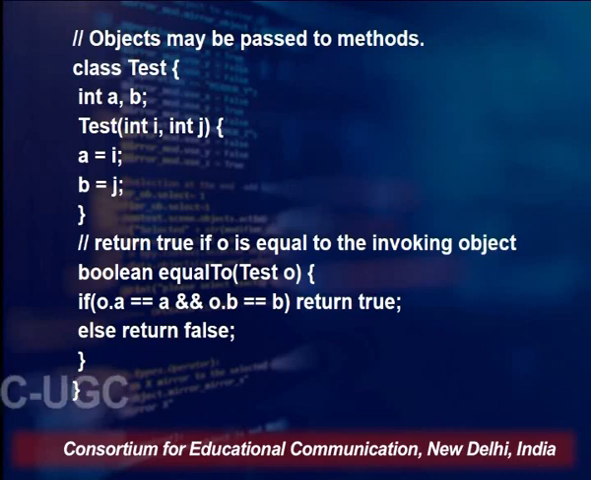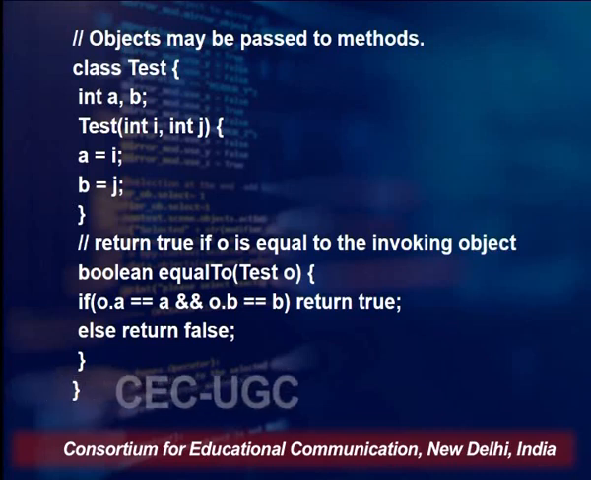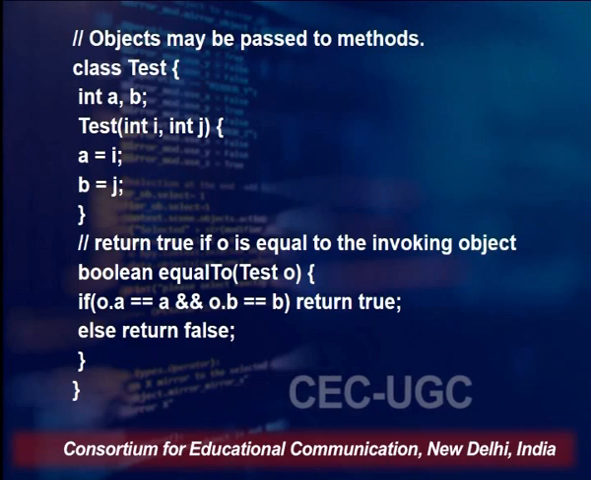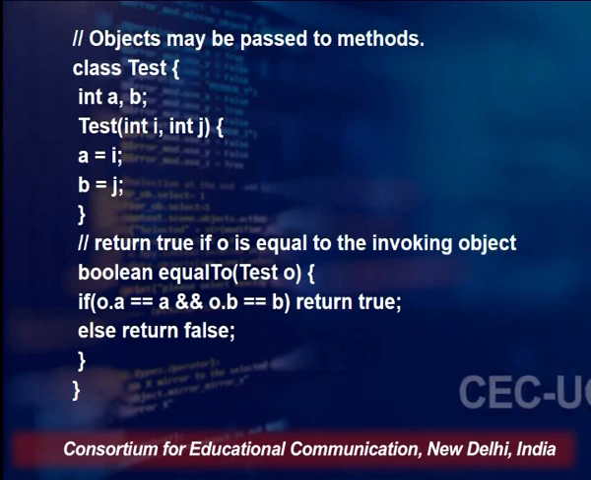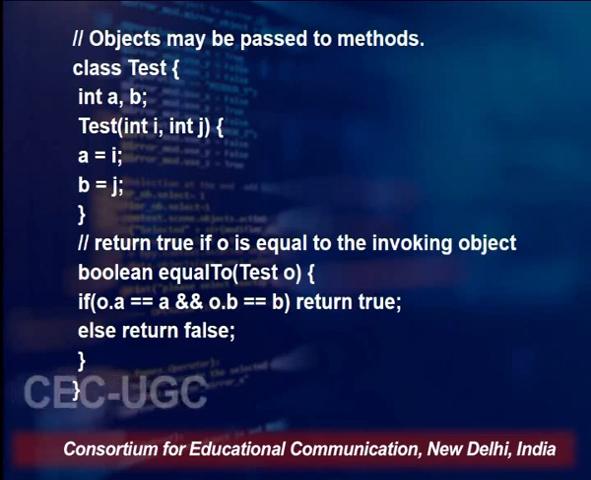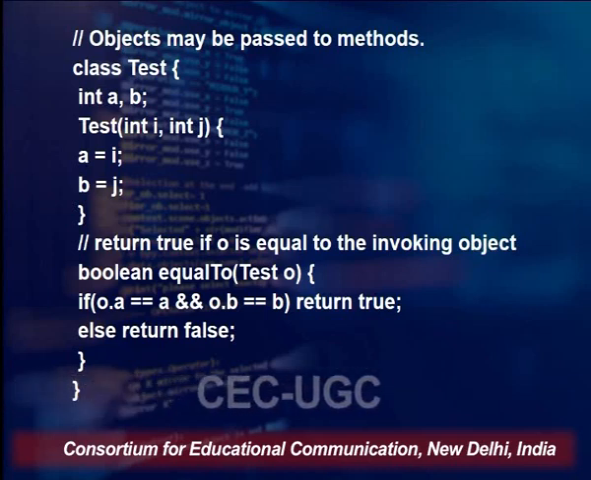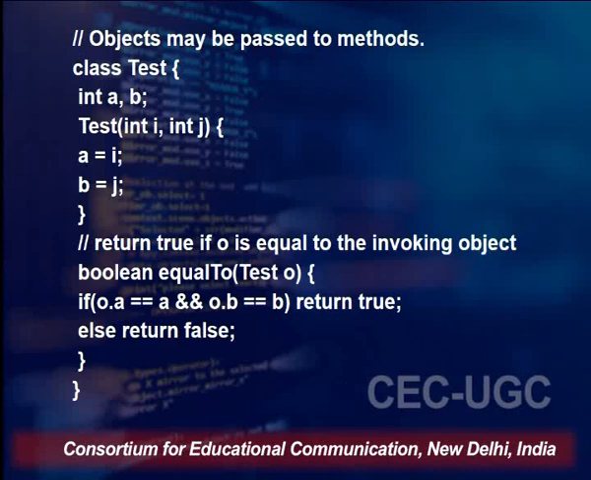When we say O.A, that means the variable A of the object O, the reference type O. And when I say just A, without prefixing it with any of the parameter references, that means we are talking about the variable of the object which invoked this equals to.